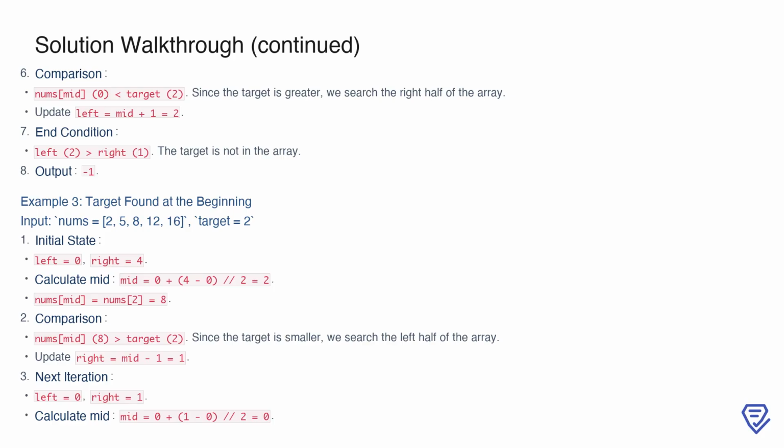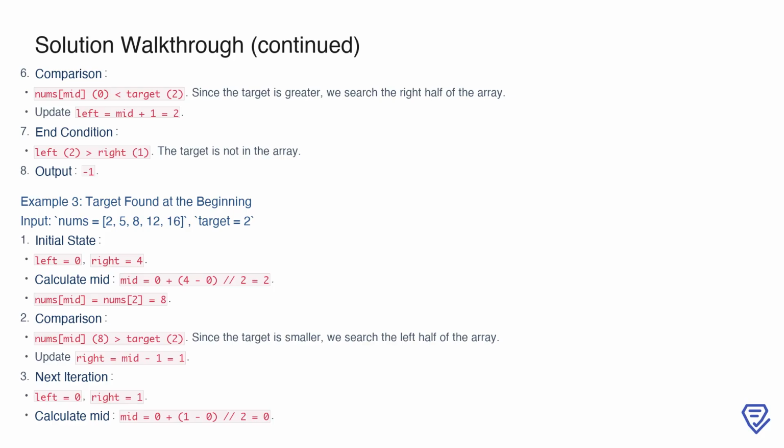Now, let's consider a different scenario where the target is found at the very beginning of the array. In this example, the input array is nums equals [2, 5, 8, 12, 16], and the target is 2. Initially, left is 0, and right is 4. Calculating the middle index gives us mid equals 2, and the value at nums[2] is 8. Since 8 > 2, we search the left half of the array by updating right to mid - 1, which becomes 1.